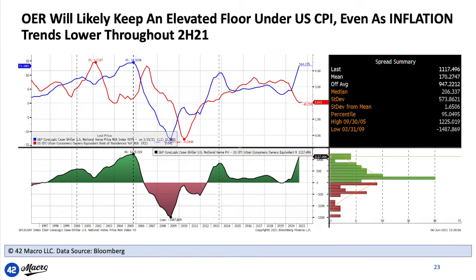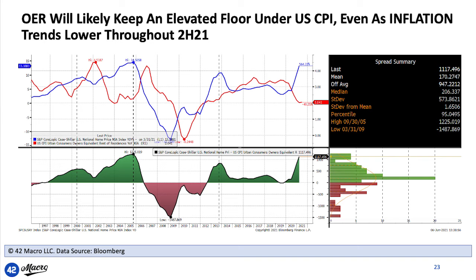On slide 23, owner's equivalent rent will likely keep an elevated floor under US CPI, even as inflation trends lower in the second half of the year. And what I mean by that, and this is something I've been talking about since November, is that historically speaking, whenever you had meaningful accelerations in home prices, and you get to a certain spread in the relationship between home price appreciation and owner's equivalent rent, it has historically presaged massive accelerations in owner's equivalent rent. Now, why is that? Well, at some point, the affordability calculus for human beings just gets asymmetrically skewed towards renting. I'm sure everyone who could afford a home would buy a home. But again, you price people out of the market, and then it forces people into rental demand. And so that's historically what we're seeing.